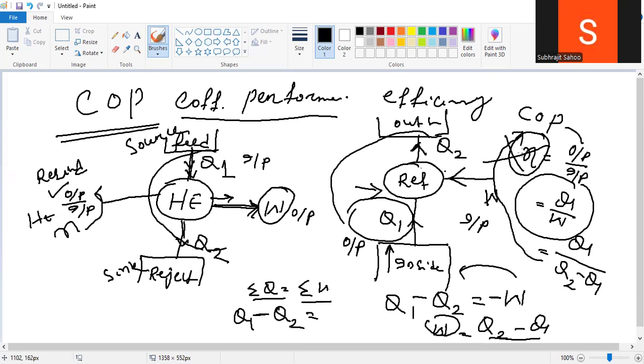This is the COP formula of the refrigerator. This is the efficiency formula of the heat engine, just derived before, and this is the COP formula. COP is nothing but efficiency, but notation-wise it is changed. We are using a different notation here. There is a reason for that as well, which I will tell later. So this is about heat engines and refrigerators. One more thing is there. What is that? Heat pump.